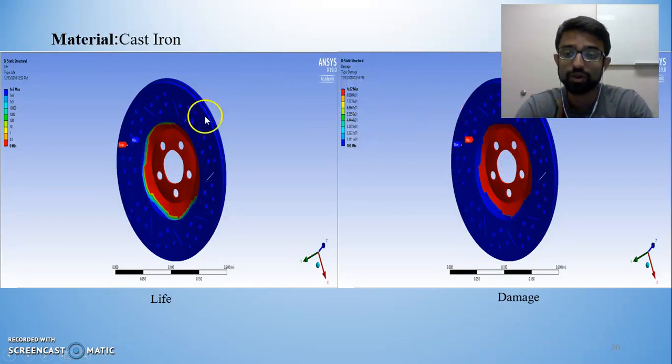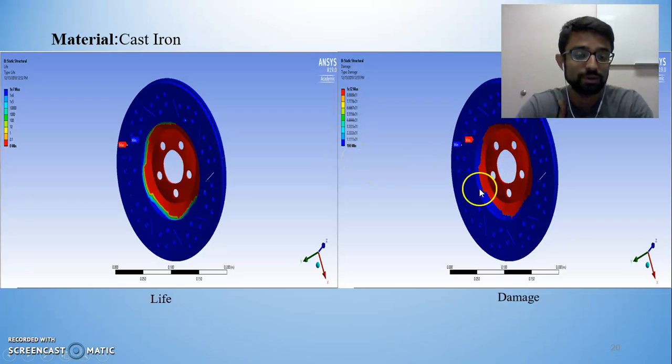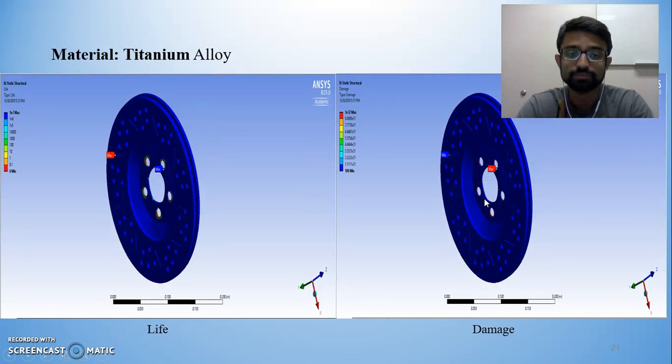This is again followed for cast iron. You can see over here damage is highest for the hub and it's the least for the external edges, keeping in line with stress contours. And similarly, it's the same behavior for the damage contours. Now, these are the most promising results that I got using my fatigue tool.